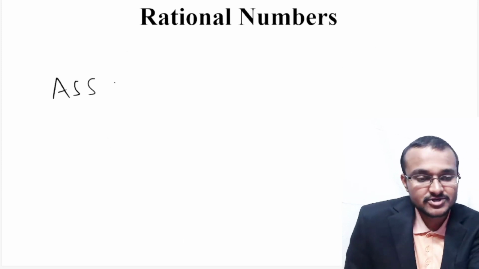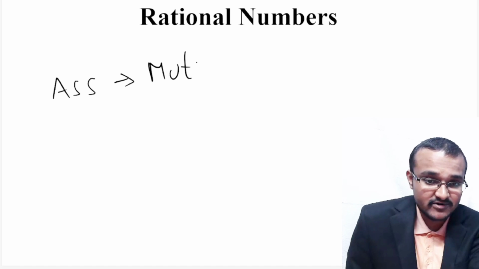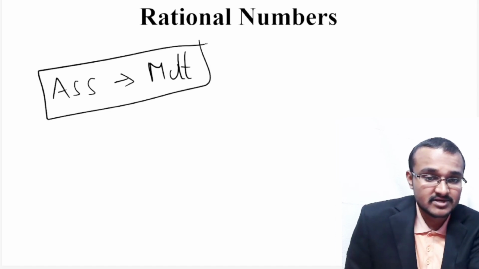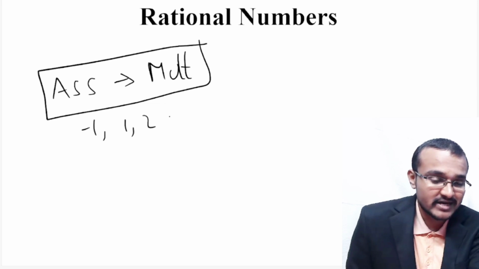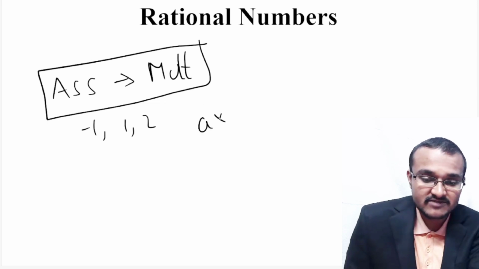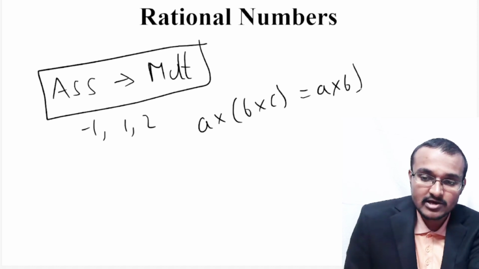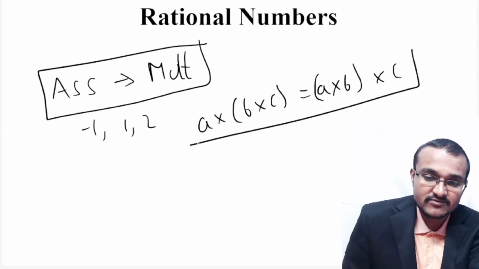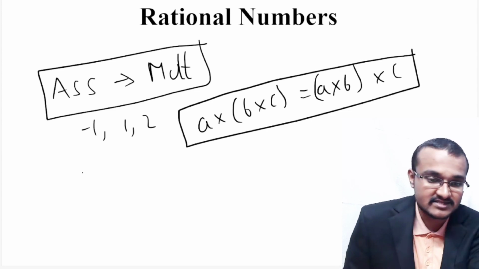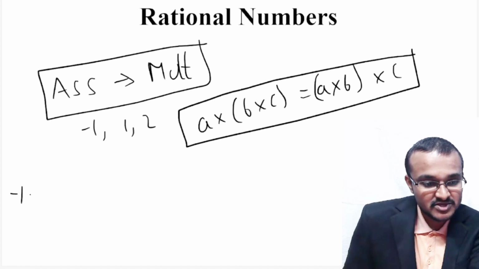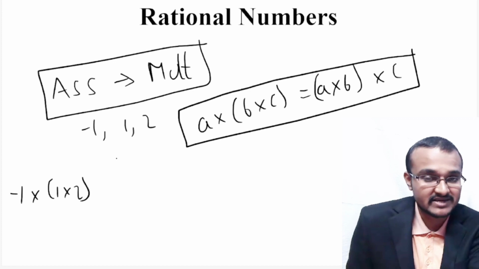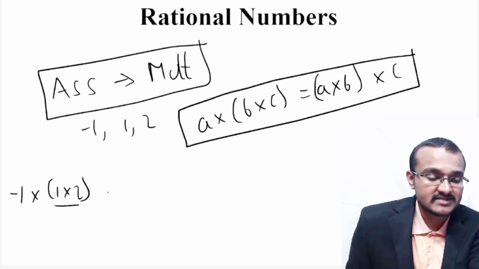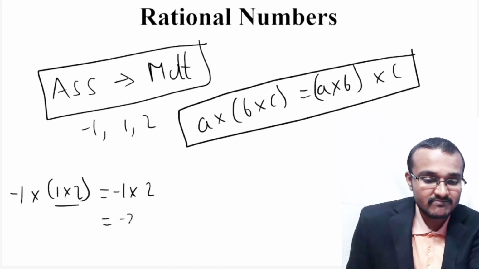Now let us check associative property under multiplication for this particular integers. So let us take minus 1, 1 and 2 as our example for integers. So the equation will be a into of b into c is equal to a into b of into c. So this particular equation should be satisfied by these three integers. So now let us write in the form of LHS. So minus 1 into 1 into 2. So here minus 1, 1 and 2 act as a, b and c. So first let us solve inside bracket. So 1 into 2 is 2. So minus 1 into 2 will be minus 2.